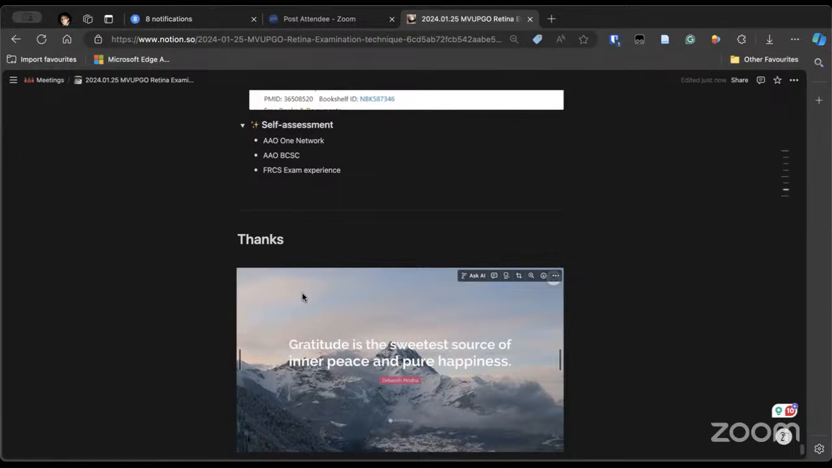Sir, not only in retina, for all other examinations, do we have to write it down or just tell it? No, no, nothing written. When you are examining, you just tell, like, sir, I am seeing this and that.